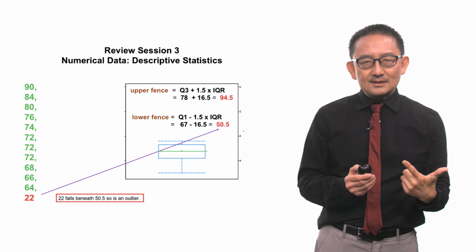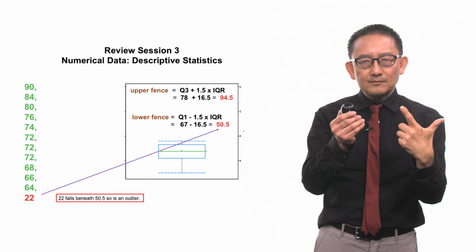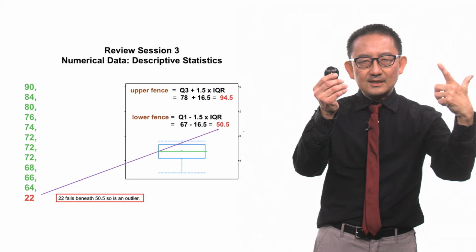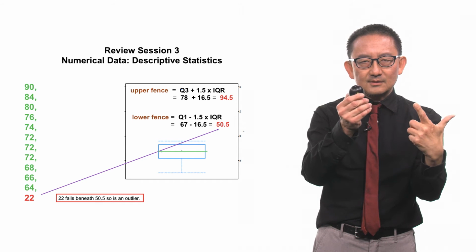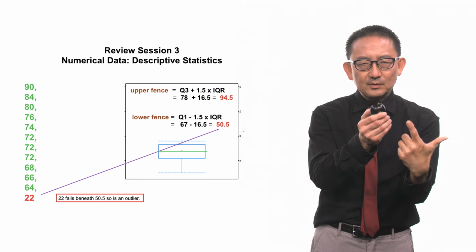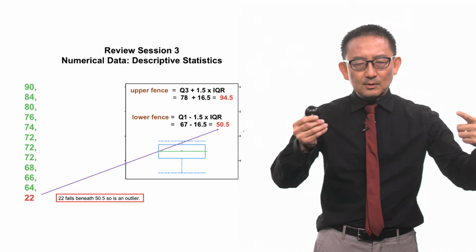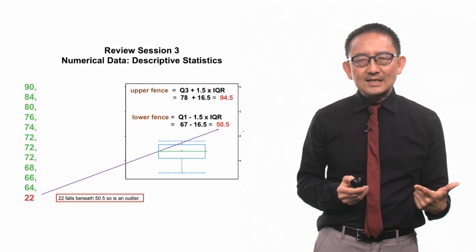So let's take a look at this a little bit more in depth. So we have our upper fence and our lower fence. No problems with the upper fence as far as outliers are concerned, but when you take a look at the lower fence and the value of 22, it falls below what we would call the boundary, or the lower fence.